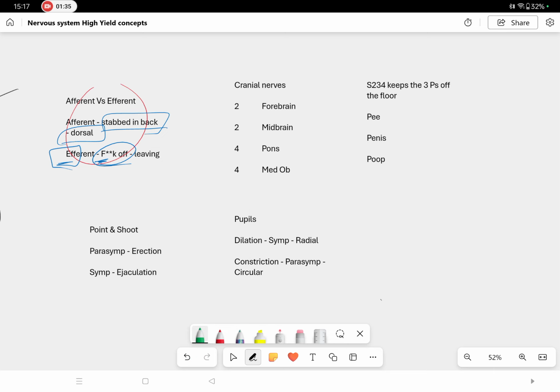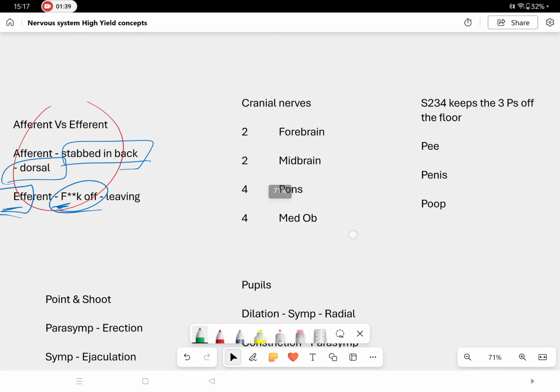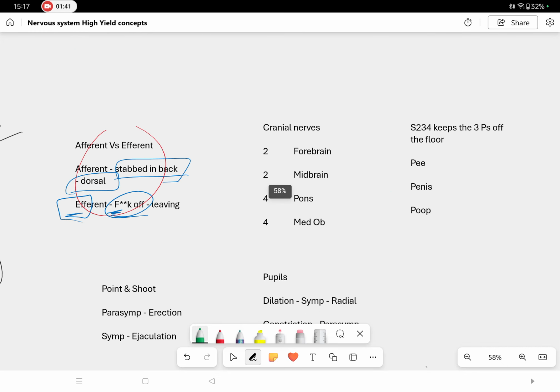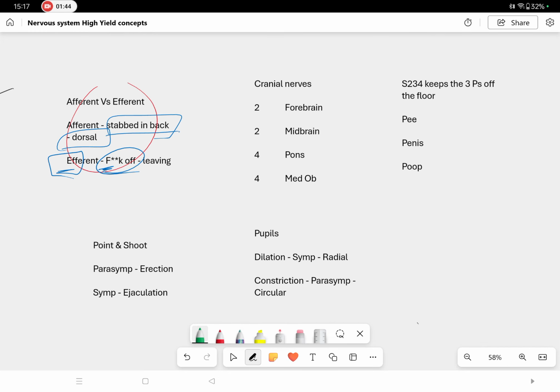Aside from that doom and gloom, cranial nerves. Okay, so we remember that we've got 12 pairs of cranial nerves. Okay, 12 pairs, not 12 cranial nerves. We've got 12 on the right and 12 on the left. And the key is that you have to remember where they leave the brain, and or what part of.